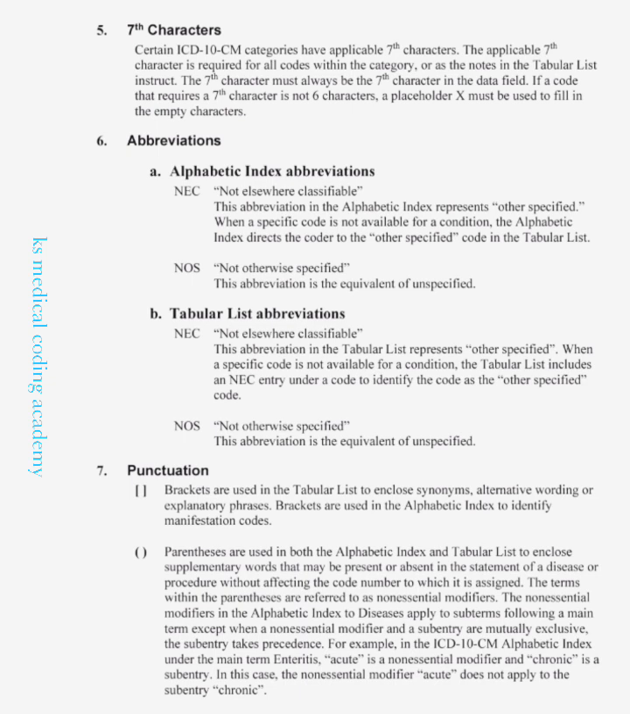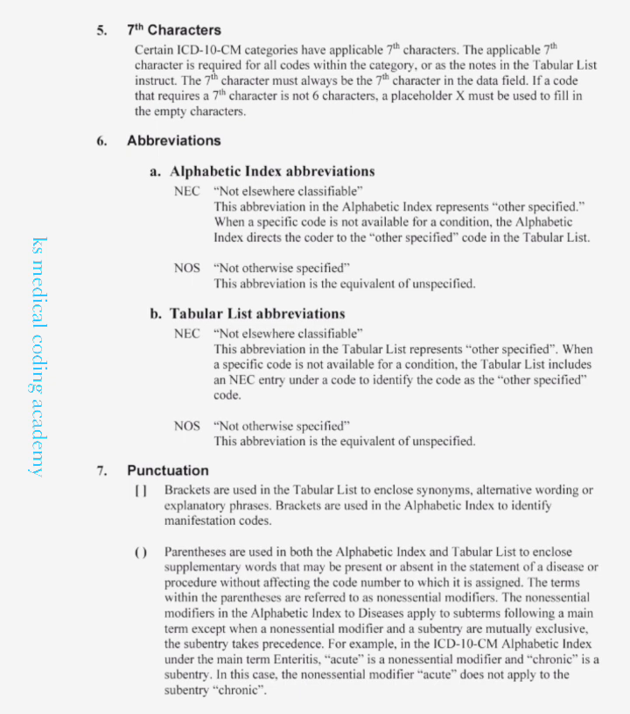B. Tabular list abbreviations. NEC, not elsewhere classifiable. This abbreviation in the tabular list represents other specified. When a specific code is not available for a condition, the tabular list includes an NEC entry under a code to identify the code as the other specified code. NOS, not otherwise specified. This abbreviation is the equivalent of unspecified.